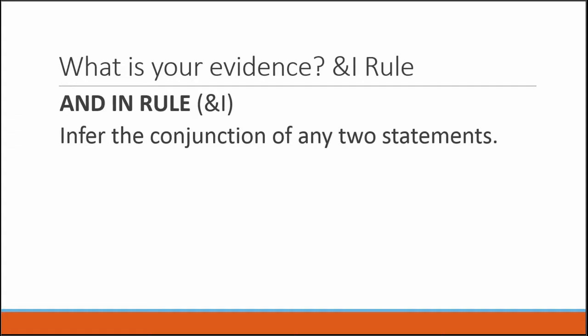Let's have another example. Basic premise G, basic premise C, infer G and C. You could also have inferred C and G. It doesn't matter. Both are correct. Which order you put them in is going to depend on how you're using them in the proof. In other words, you'll want to be strategic about which order you choose to put the 2 conjuncts in when you're applying and in rule.